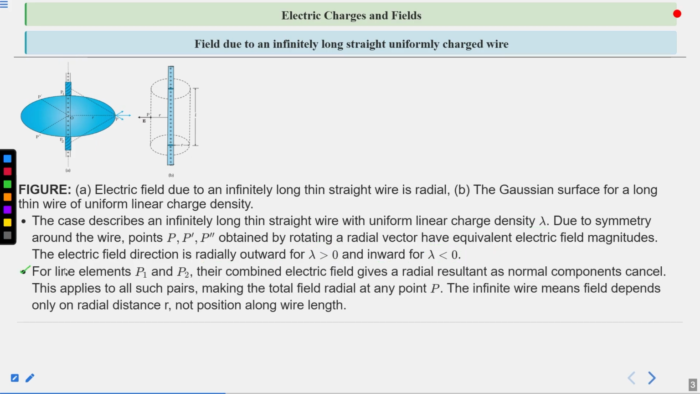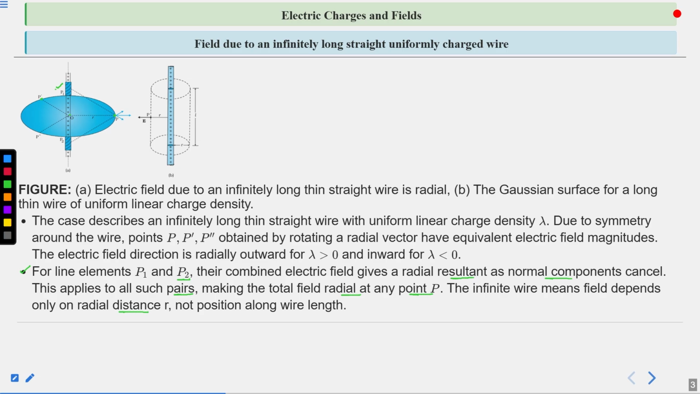For line elements P1 and P2, look here, their combined electric field gives a radial resultant as the normal components cancel. This applies to all such pairs, making the total field radial at any point P. Initially we consider a small length element at point P1. For the infinite wire, the field depends only on the radial distance. It means that at point P and at point P prime, the electric field is the same because the radial distance is the same.